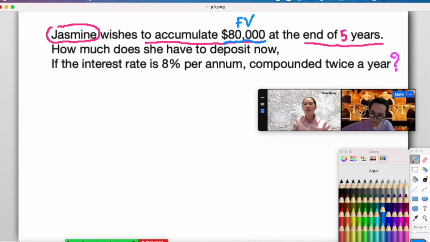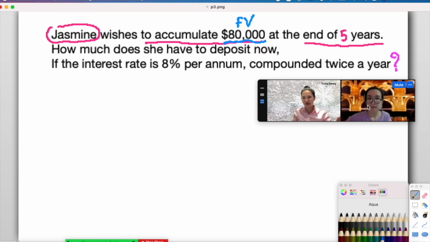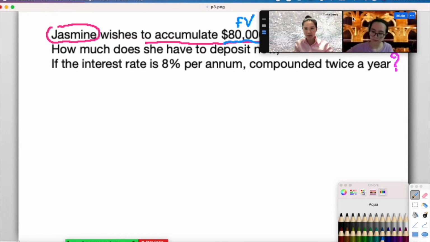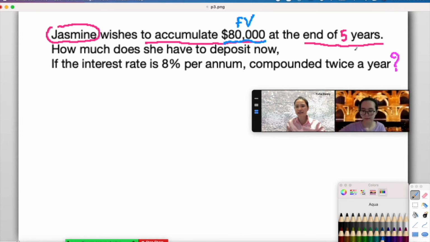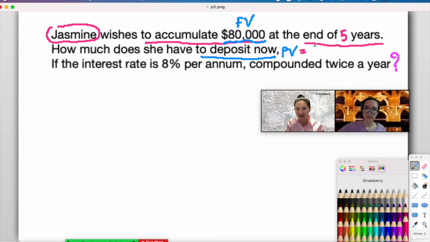Okay. But before we go next, I would like to ask you something. Do you remember the formula? Anyway, look at the question a little bit. Find out what they asked us to find. Okay, how much does she have to deposit now? So they want to find what? Present value. Very good. You need to find out present value.